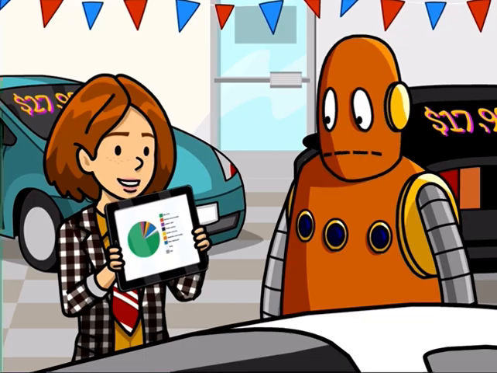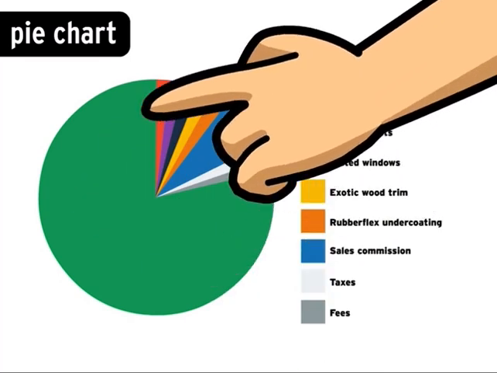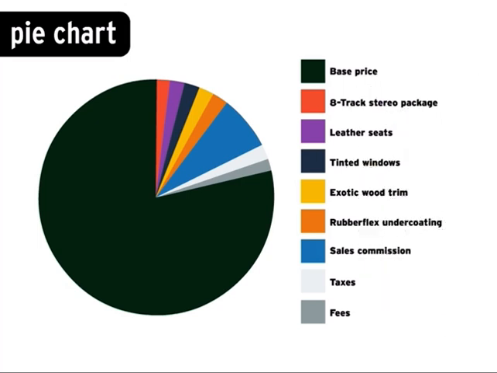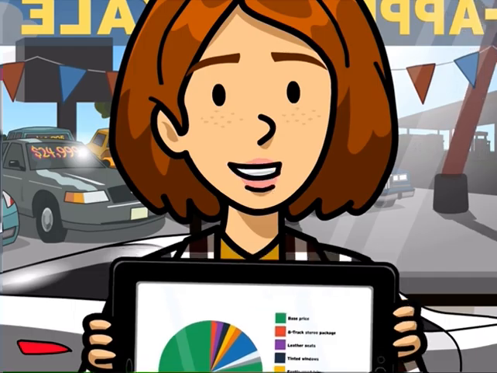Let's break it down using a pie chart, a circular graph that shows the parts of a whole. Like in this example, the total price of the car is the whole pie. That includes the base price, 42K, plus all these extras. 8-track stereo package, leather seats, tinted windows, exotic wood trim, rubber flex undercoating, my more than fair commission, and, of course, taxes and fees. All of that for under 50K is a steal!